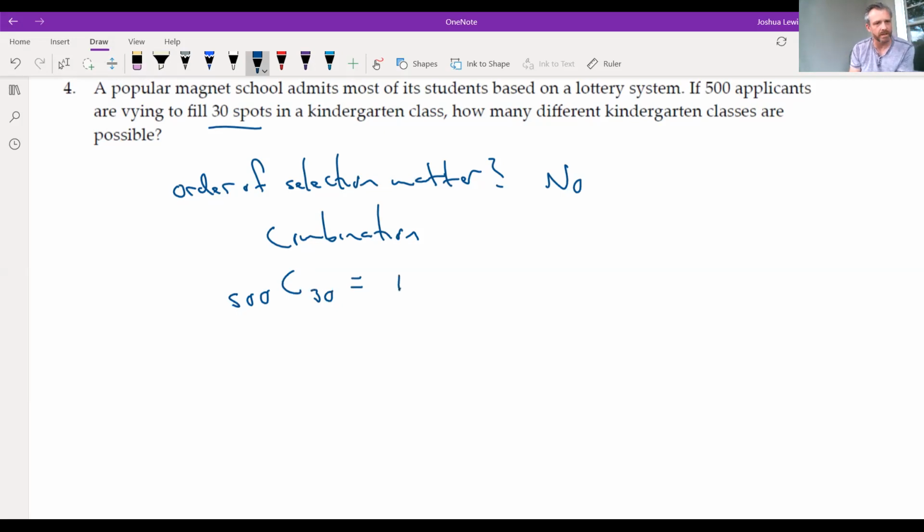Which is 1 point. Now I'm going to round here. 1.45 times 10 to the 48th. I mean, really? And this is a perfectly legitimate answer right here. But based on what your computational tool is, you might see this.